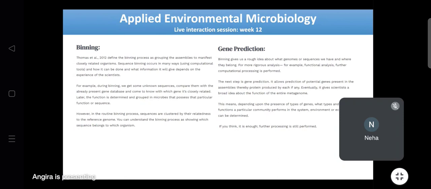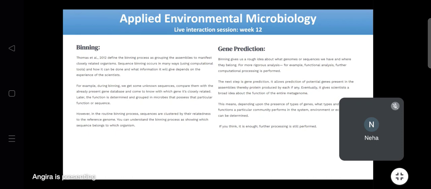Sometimes the binning process happens depending on the relatedness of the reference genome, and therefore to understand this binning process, sometimes it is actually important that we get to know the genome sequence of the organism. After that, we go with gene prediction. After binning, we get a rough idea about what the genome sequence will have, or from which particular category a particular bacteria belongs to.